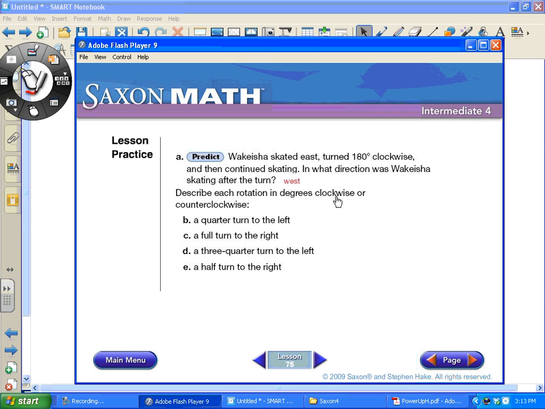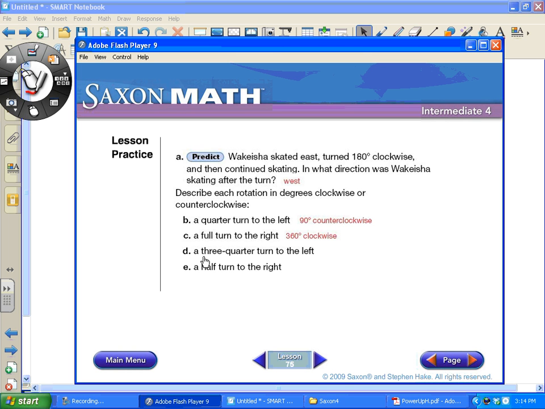Okay, now describe each rotation in degrees, clockwise or counterclockwise. Okay, a quarter turn to the left. Well, we know a quarter of the way around is a 90-degree turn, and to the left. Imagine clock hands going to the left. Is that the right direction? No, so that's counterclockwise. 90 degrees counterclockwise. A full turn, that means all the way around. A full 360, right? To the right. Imagine clock hands moving to the right. Is that in the right direction? Yes, it is. So 360 degrees clockwise.